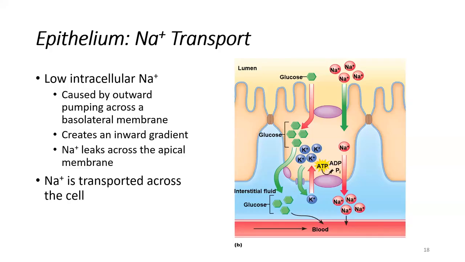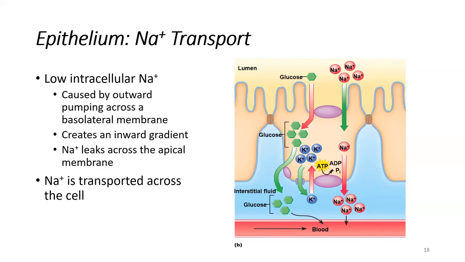The ICF, ECF concentrations of sodium and potassium are such that sodium is higher outside the cell and lower inside the cell. Potassium is the opposite. It's higher inside the cell and lower outside the cell. And so this creates this perfect environment where we can leak sodium and use that energy on the apical surface to move glucose against its gradient. And then we can have the opposite thing happening on the basolateral surface. We're pumping potassium out of the cell against its gradient.